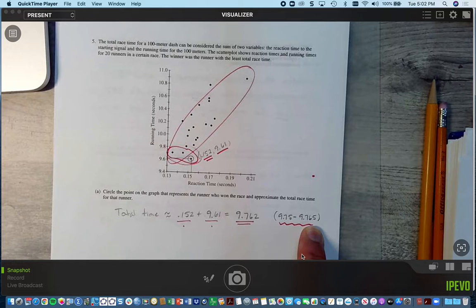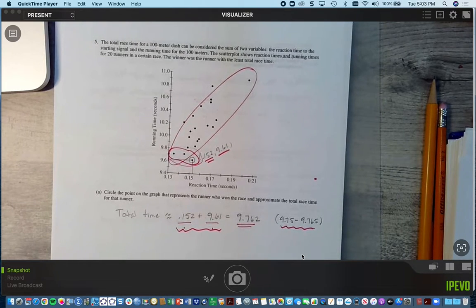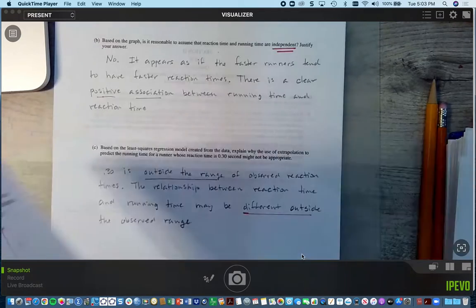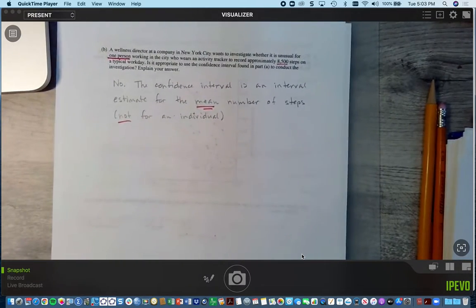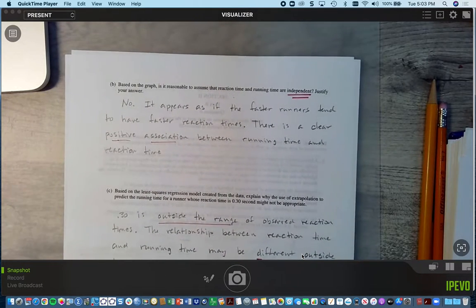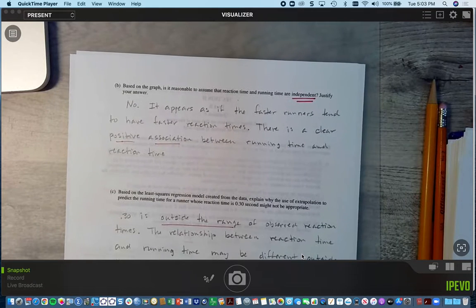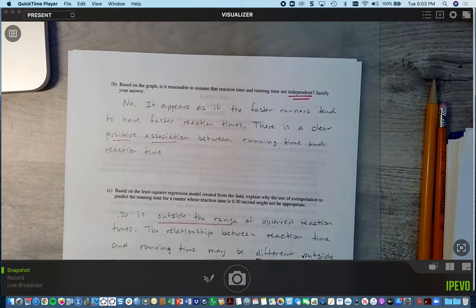Okay, but again, we really want to see what numbers you added together to get the total time. So show the left-hand side of the equation as well as the answer. Okay, and then the follow-up on this one was, based on the graph, is it reasonable to assume that reaction time and running time are independent?